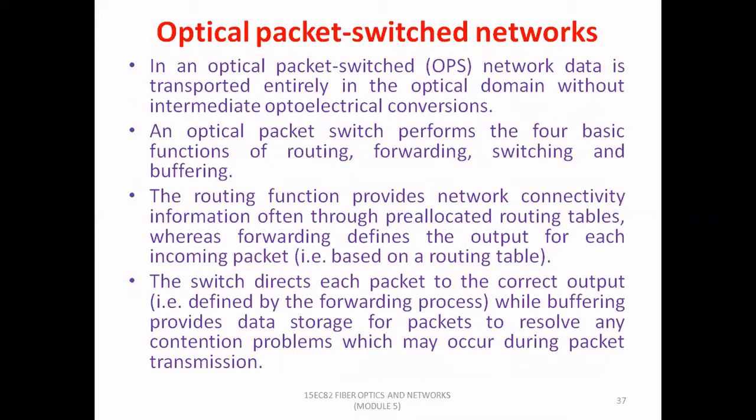Optical packet switched networks. In an optical packet switched network or OPS network, data is transported entirely in the optical domain without intermediate optoelectrical conversions. An optical packet switch performs the four basic functions such as routing, forwarding, switching, and buffering. The routing function provides network connectivity information often through pre-allocated routing tables, whereas forwarding defines the output for each incoming packet. The switch directs each packet to the correct output, while buffering provides data storage for packets to resolve any contention problems which may occur during packet transmission.